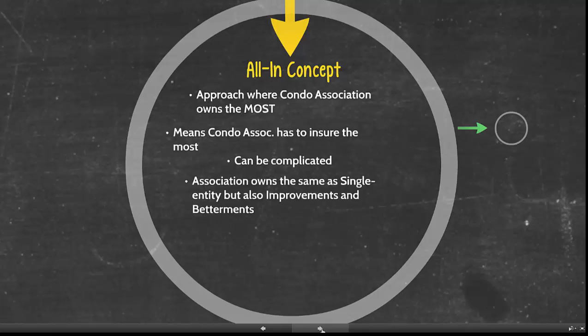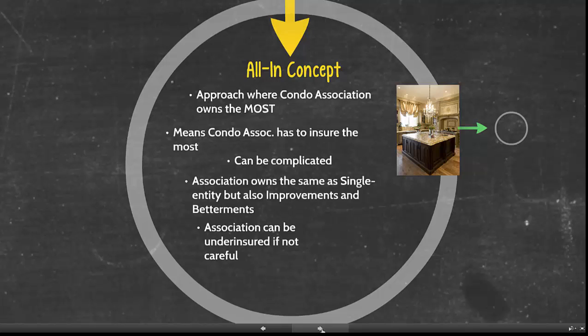The association owns the same as a single entity, but also owns improvements and betterments, which are the most complicated part of this equation. The association can easily be underinsured if they're not careful, because it's hard to evaluate the cost of improvements and betterments. Some condo associations will actually charge an additional premium for improvements and betterments.